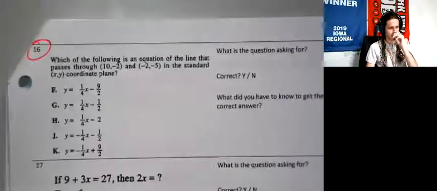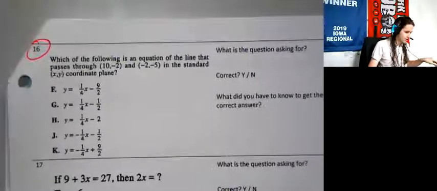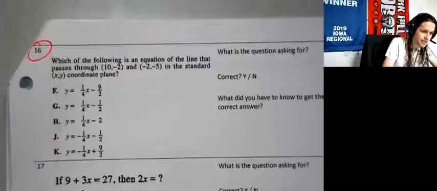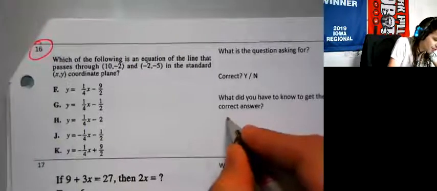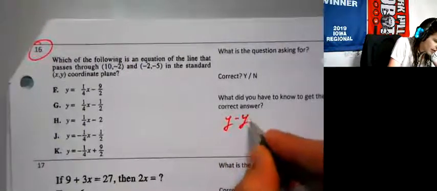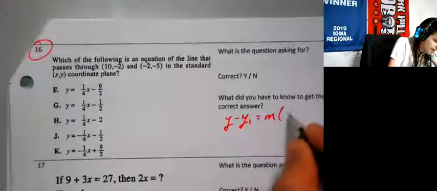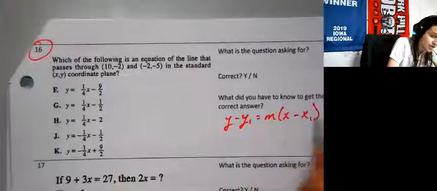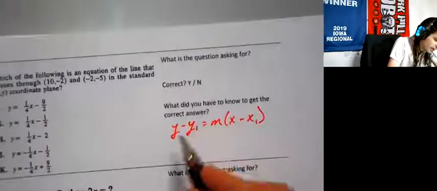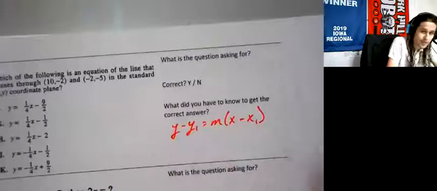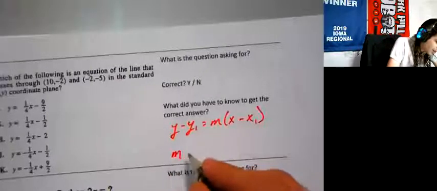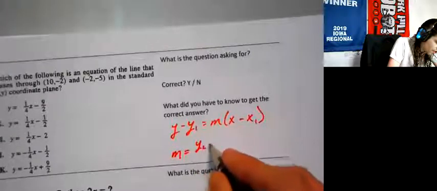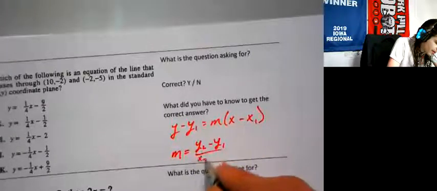Let's keep going. I put number 16 on here. 16 is deceptively hard. Just a deceptively hard question. There's a few ways to do it. I'm going to show you point slope form: y minus y1 equals m times x minus x1. So you need to know point slope form. What does it require? A point and the slope. So we also need the slope. We need to know m is y2 minus y1 over x2 minus x1.